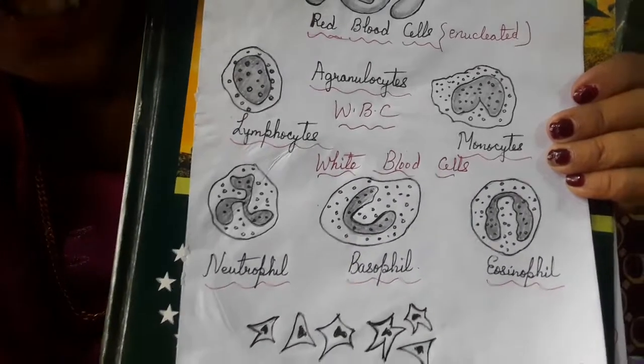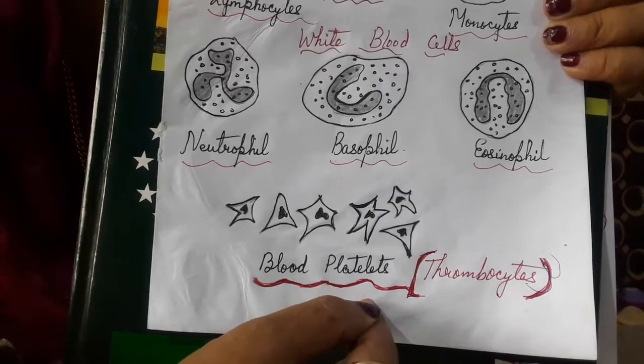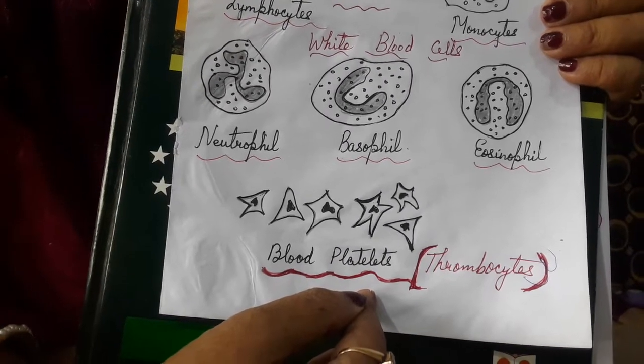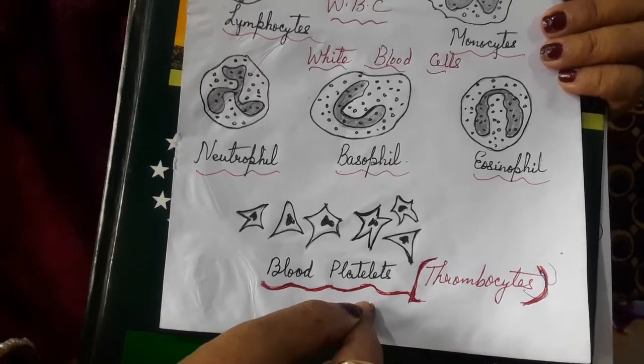Now we come back to thrombocytes, or blood platelets. They are very important. They help in the clotting of blood when there is injury, a cut, or when there is blood loss.